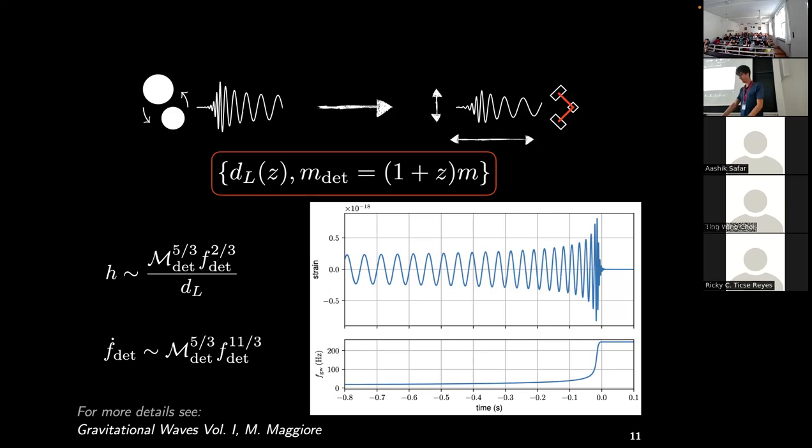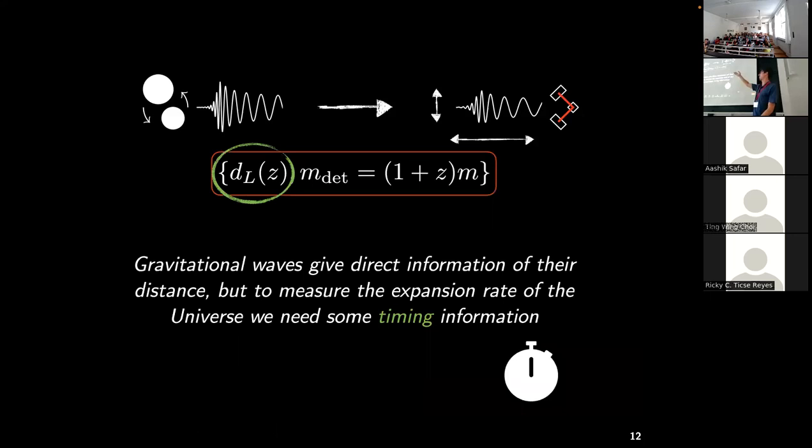So if you want to do cosmology, what you can do very directly is simply focus on the luminosity distance, because if you know the luminosity distance and you have some timing information, then you can do cosmology because you can constrain the expansion rate. For us, all the difficulties come in getting this timing information. So with gravitational waves, we don't have direct information on the redshift. And the whole business of doing cosmology is trying to find different ways in which you can get this information.